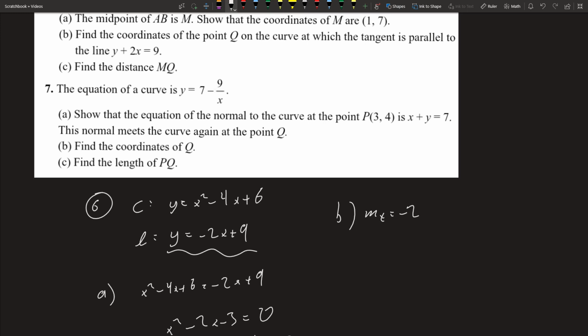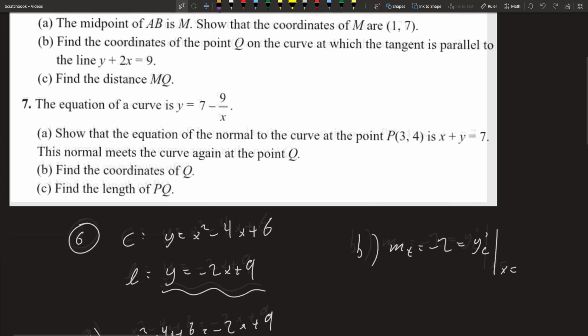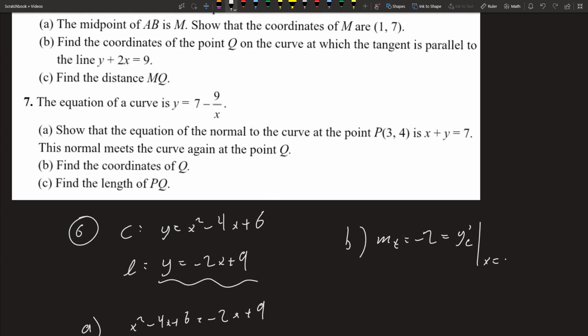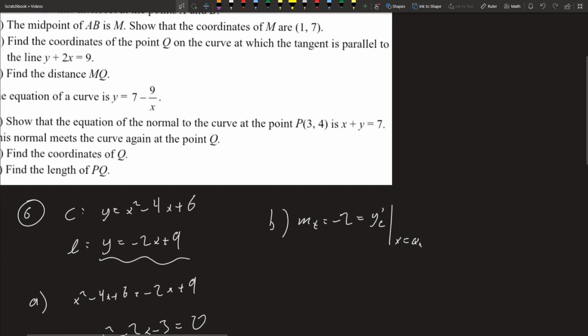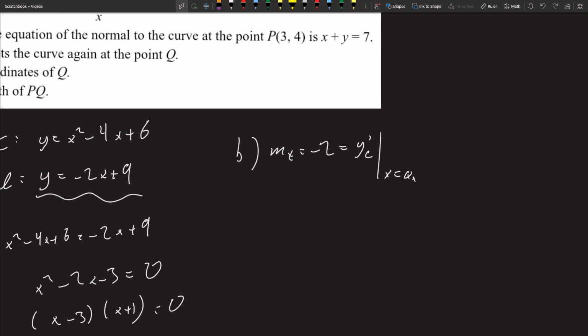What's the slope of the tangent? It is the derivative of the curve at x equal to, that's what we need to find, right? We need to find the coordinates of the point Q. So x is equal to, I don't know, Q sub x, right? So we need to find the derivative of the curve. So y prime of the curve is equal to 2x minus 4.